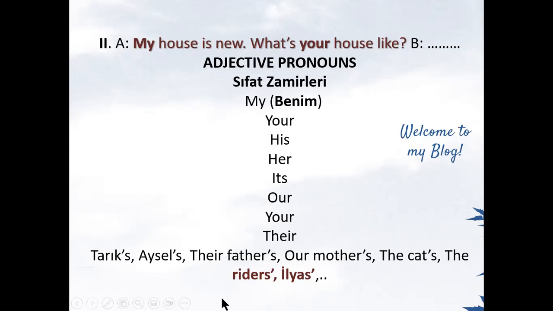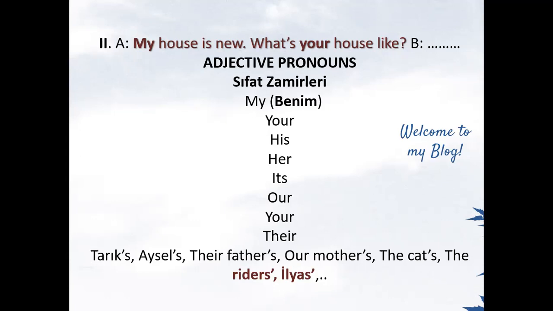The riders, attention please, there isn't the second S after the apostrophe. Okay, after the apostrophe. Riders is plural, so the riders' house is new. Maybe they have got only one house, so the riders' car, for example, the riders' cars are new. Yes, but İlyas, so there is no need to put the second S there, especially in writing, of course. It doesn't become a problem in speech, of course. Yes, İlyas' house is new. What are the riders' house like?